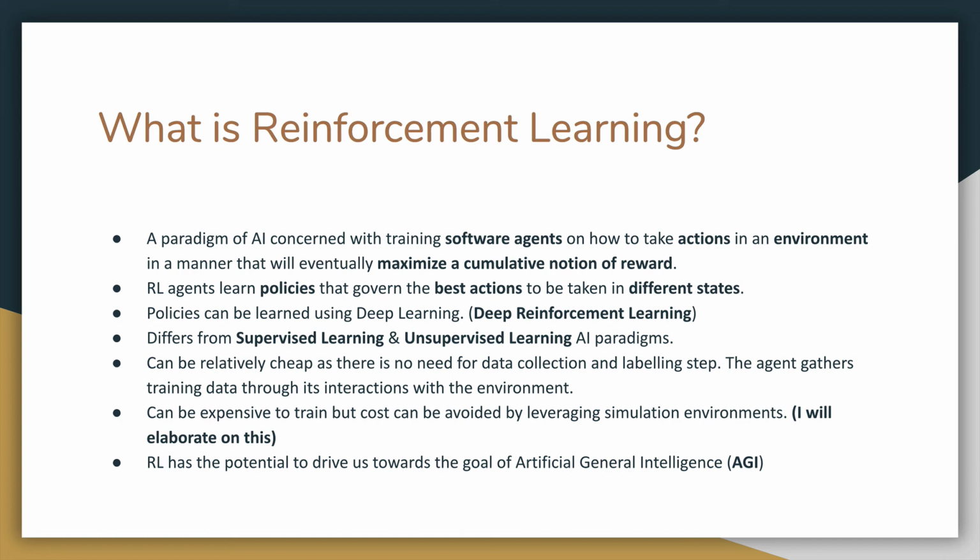So to recap, this video was about defining what reinforcement learning is. We talked about the fact that reinforcement learning has to do with training an agent to take actions in an environment in a manner that will eventually maximize its cumulative notion of rewards. And we also talked about how it differs from other paradigms of AI. And lastly, we also mentioned how it has the potential to drive us towards artificial general intelligence.